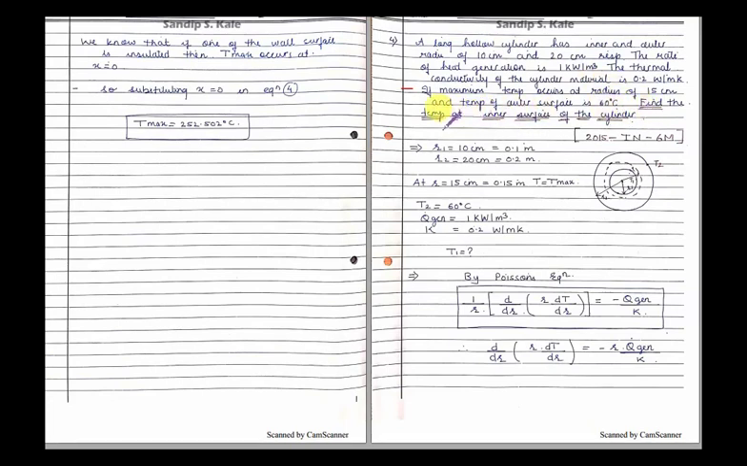You are supposed to find out the temperature at the inner surface, that is nothing but the T1 temperature. The outer temperature is given to you as 60 degrees. So what will be the temperature at the inner surface? That you are supposed to find out. Let's jump into the problem and see how to solve it.